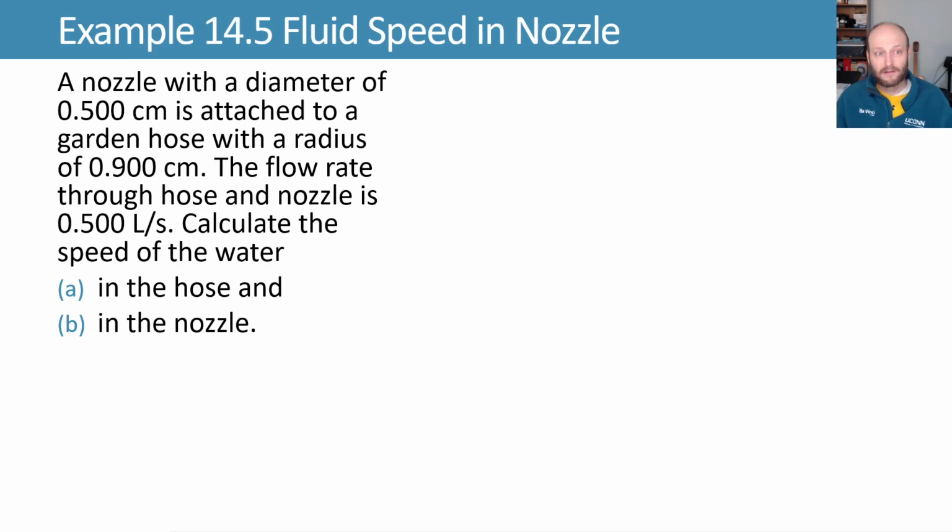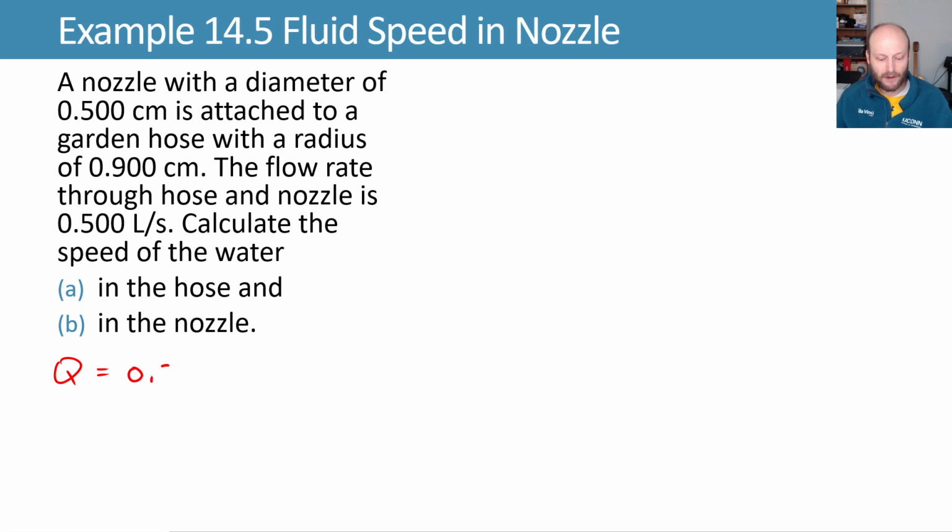If we have a nozzle attached to a garden hose, can we find the speed of the water in the hose and the nozzle, given enough other information? My contention is yes, we can, and we shall do it right now. From the problem statement, we have a flow rate of 0.5 liters per second.